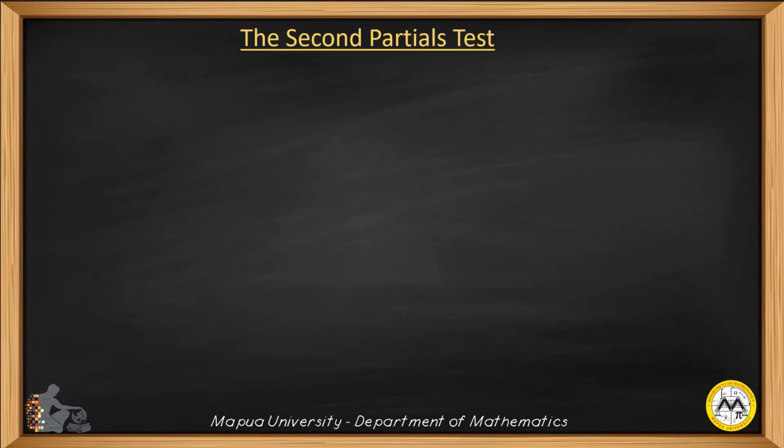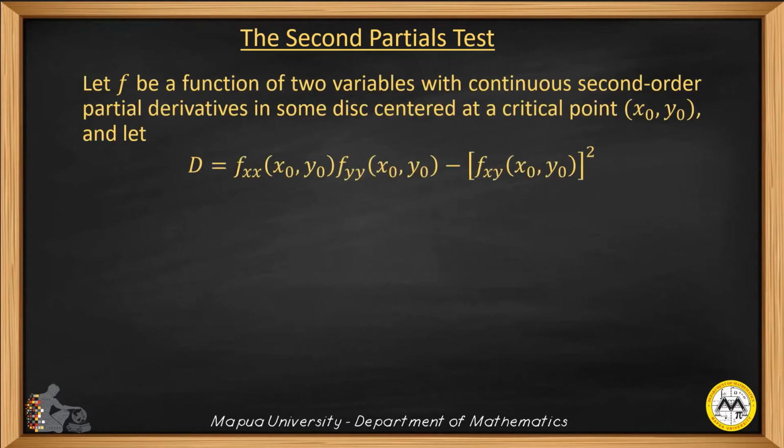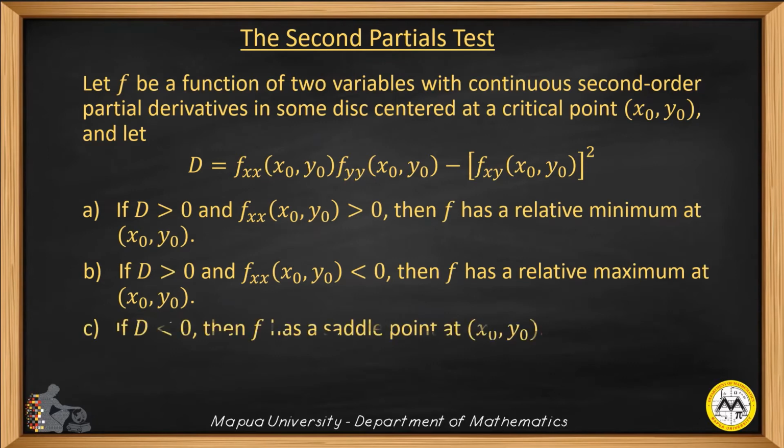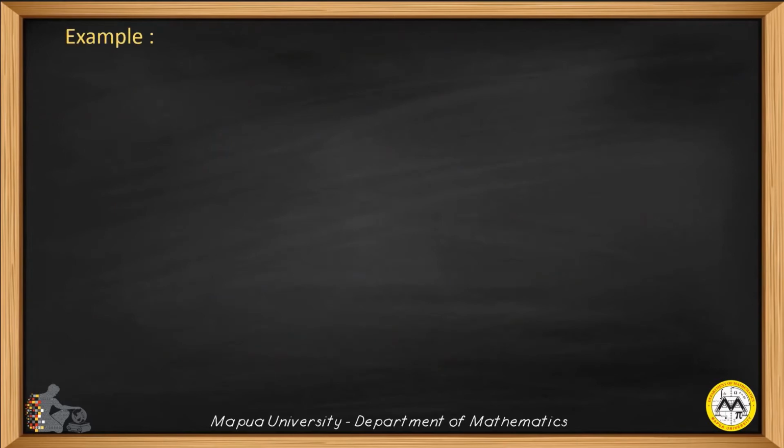To determine whether the critical point is a maximum point, a minimum point, or a saddle point, we will be using the second partial test for optimality as given here. If we recall, we did this already in the previous lesson. Let us work out some examples.